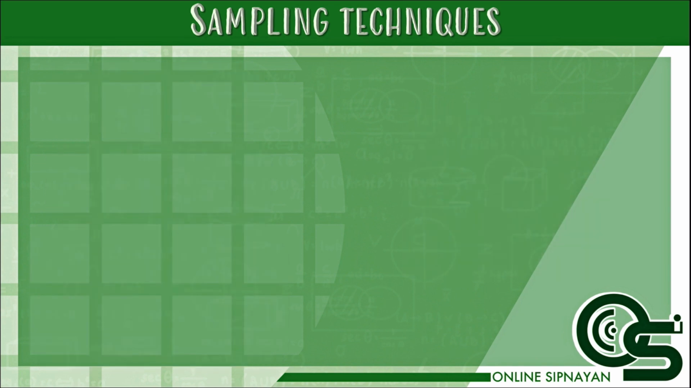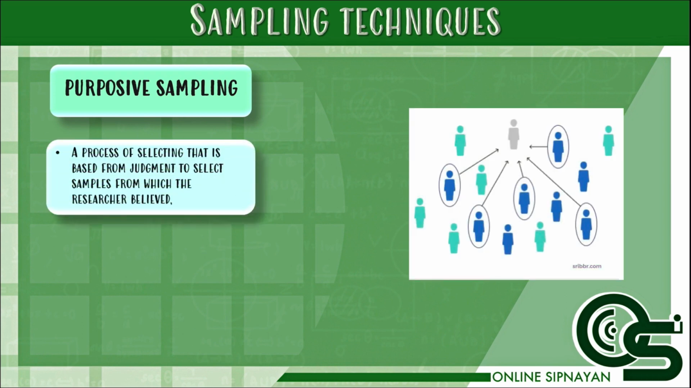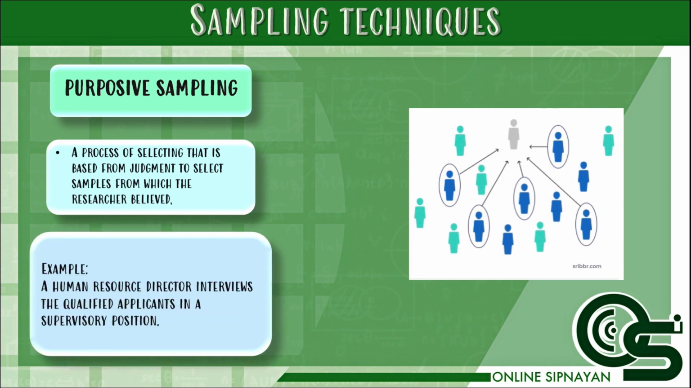The second technique is the purposive sampling, a process of selecting based on the researcher's judgment to select samples. For example, a human resource director interviews the qualified applicants in a supervisory position. Take note, qualified applicants are selected by the HR director, which is based on his own judgment.